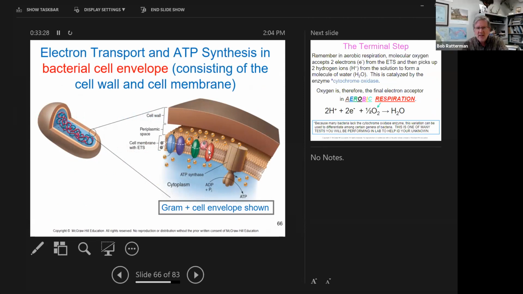That's where those embedded proteins are, including cytochrome C, where that molecular oxygen combines with the electrons and the hydrogens to make water. And then here's our big funny looking ATP synthase, right? Where the ATP is generated. And instead of having an intermembrane space like we would have back in the mitochondria, we're talking about a periplasmic space. So it's the very same process. It involves virtually the very same proteins. It's just a different location, right?